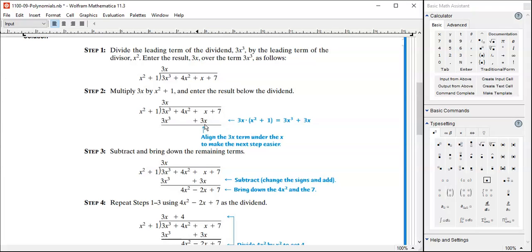Make sure you write 3x in the right column. You have to align properly. 3x and x are like terms. 3x and 4x squared, they're not like terms, so they don't mix. It goes to this x.